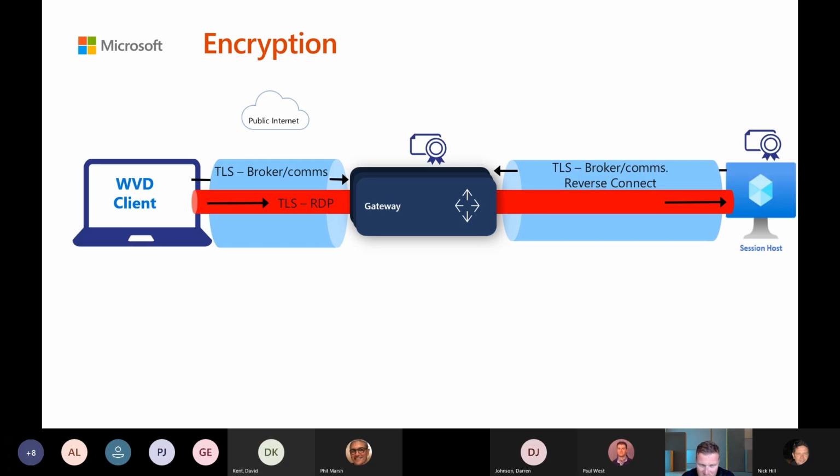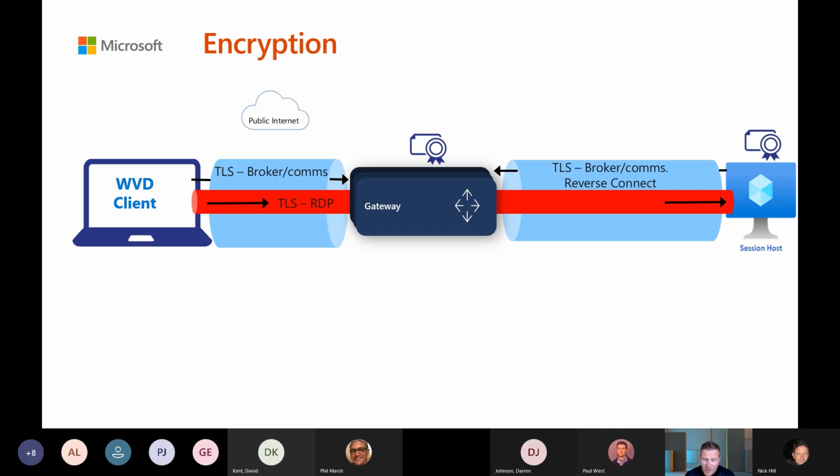On top of that, we also encrypt all of the traffic. When the virtual machine boots up, like I said, that agent reaches out. Now it does that inside of a TLS 1.2 encrypted channel to our gateway service. And that's just the brokering comms basically saying, I'm here, I can accept a connection. The client also establishes a similar TLS 1.2 connection to the gateway. And that traffic is encrypted using a certificate that Microsoft manages on that gateway.